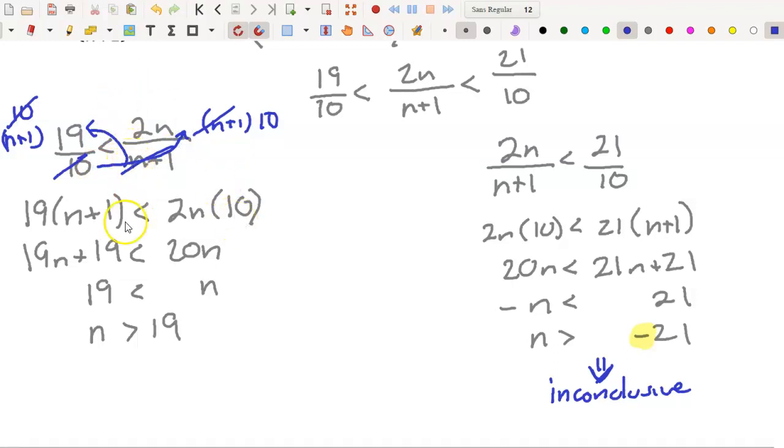Use parentheses, of course, because we have to distribute here. If you don't put a parenthesis on the n plus 1, you end up with 19n plus 1 instead of 19n plus 19, and of course your calculations will be off.